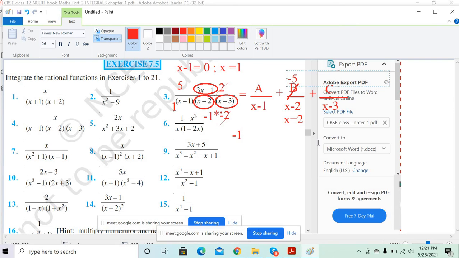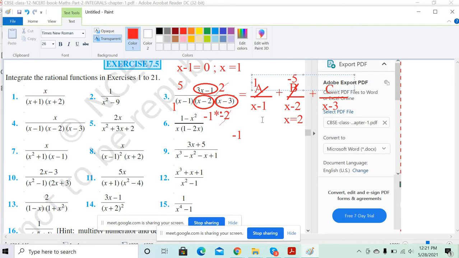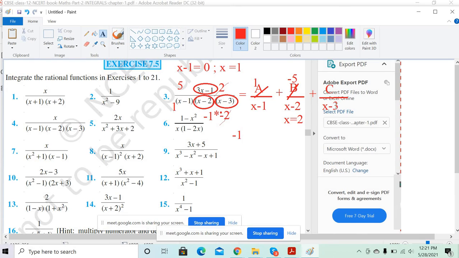Yes, sir. Now, the A value we got as 1. Now can you find C also? Same method. C is with x minus 3, so you need to substitute x equal to 3. Except for this x minus 3, you substitute 3 here: 3 into 3 minus 1, 3 minus 1, 3 minus 2. Get the answer and put it as C. Understood?